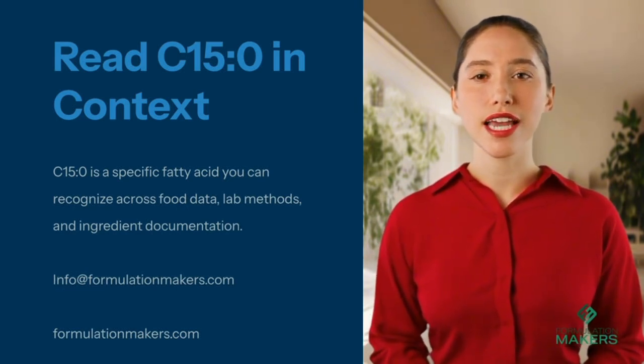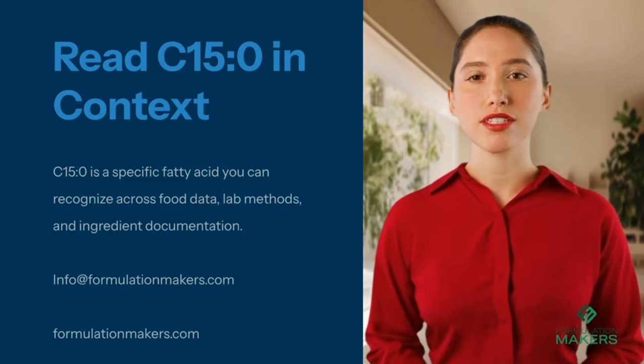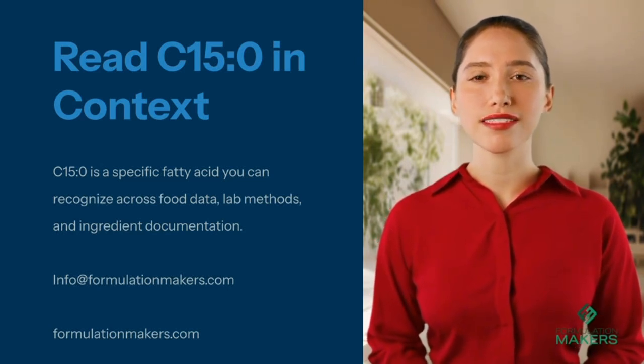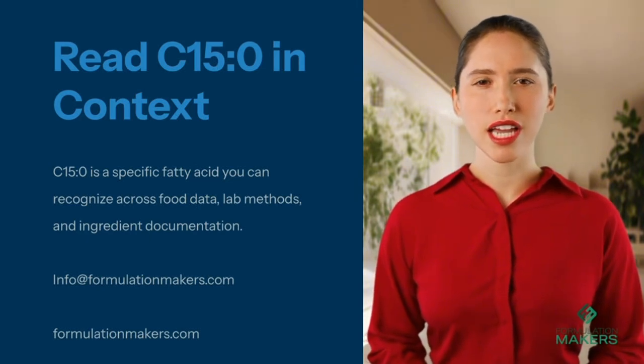So that obscure label from the beginning isn't so obscure after all. C15O is a specific fatty acid, and once you know its names, you can spot it across food data, lab methods, and ingredient documentation. The next time it appears, don't read it as code. Read it in context.